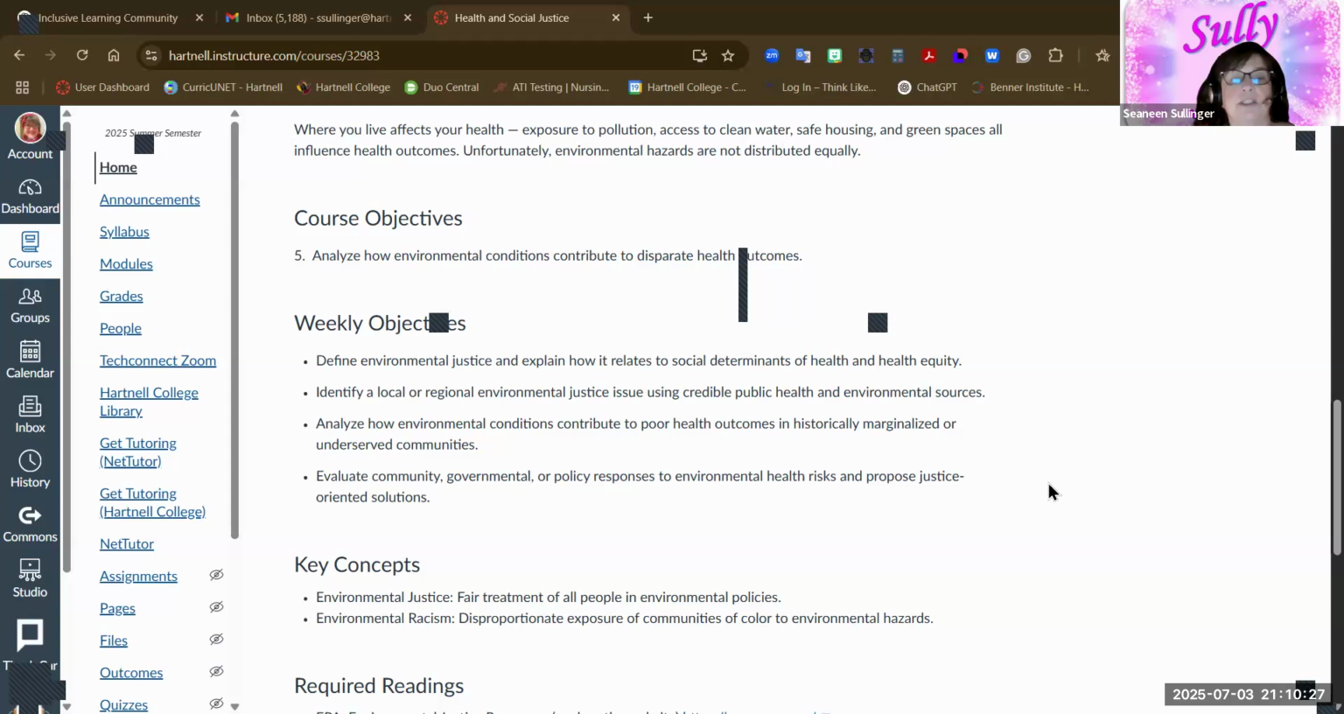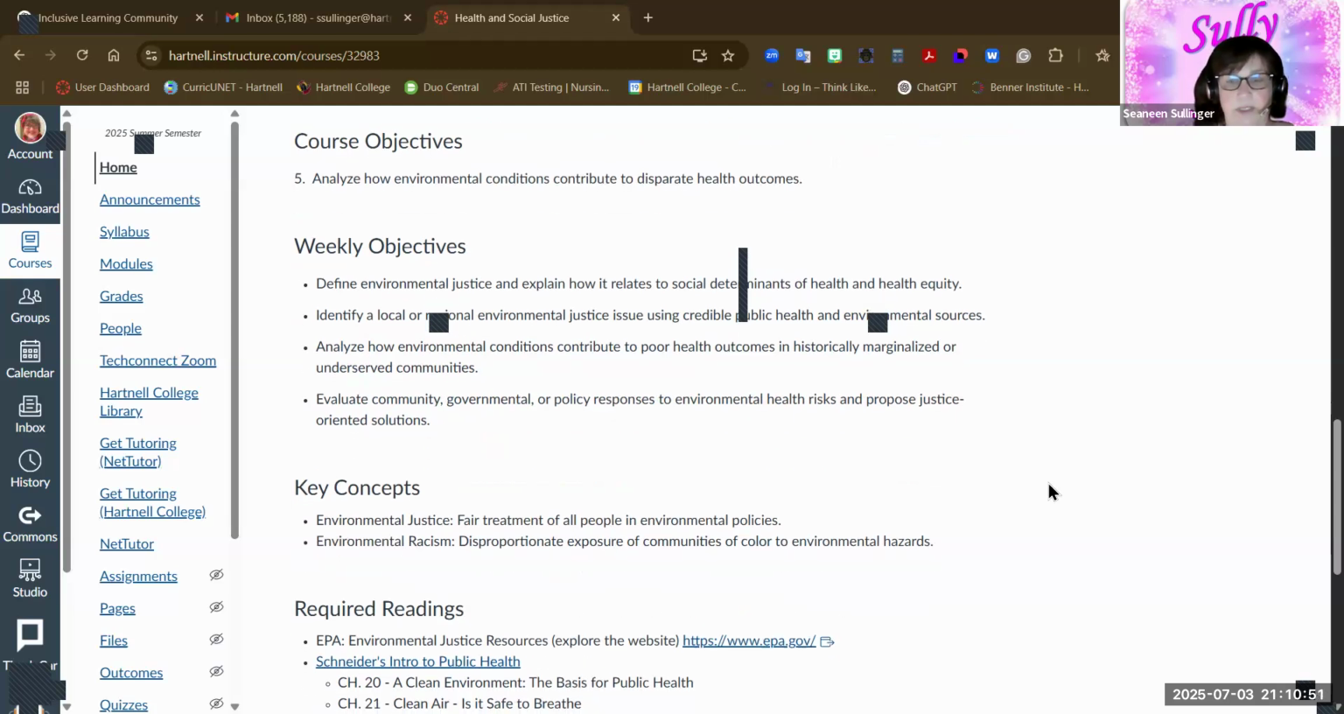Analyze how environmental conditions contribute to poor health outcomes in historically marginalized or underserved communities. And finally, evaluate community, governmental, or policy responses to environmental health risks and propose justice-oriented solutions. Those would be the public policies, the government policies, those types of things that we were talking about in terms of the structural determinants of health.